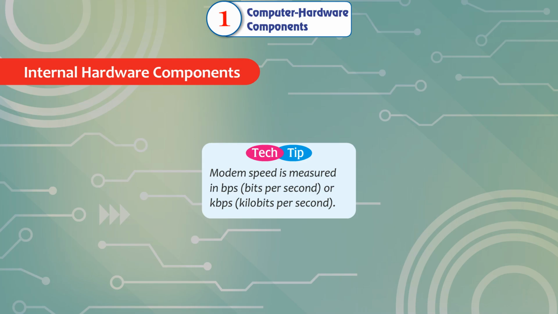Tech tip: modem speed is measured in bps, bits per second, or kbps, kilobits per second.